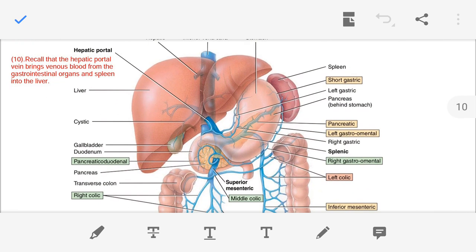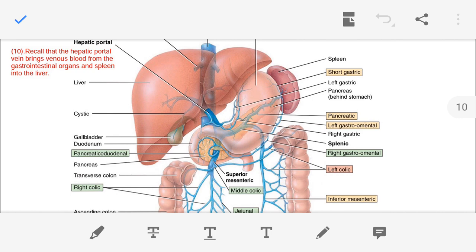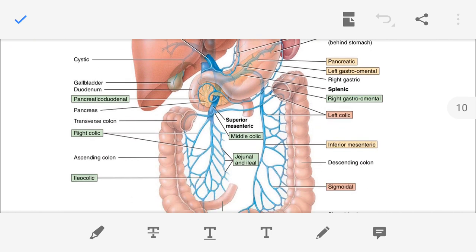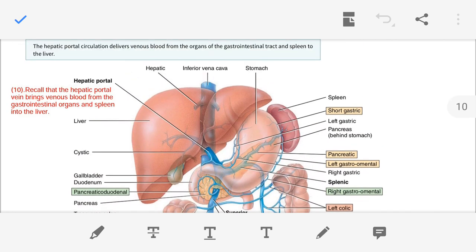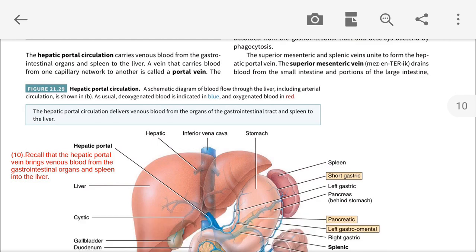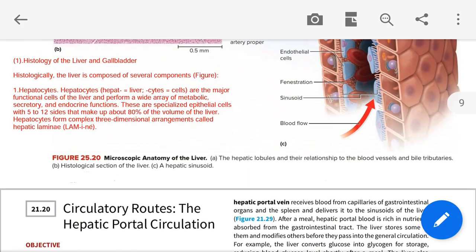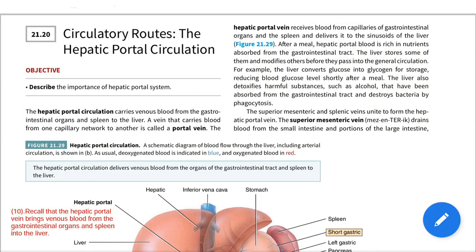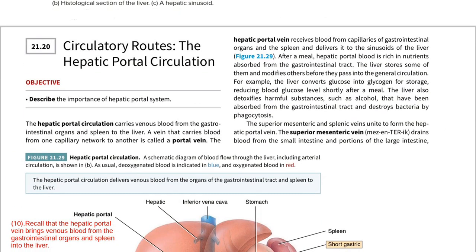So, storage function. Now this topic, circulatory routes, the hepatic portal circulation. Now you need to read this information, you go through this information. This information is important for you.